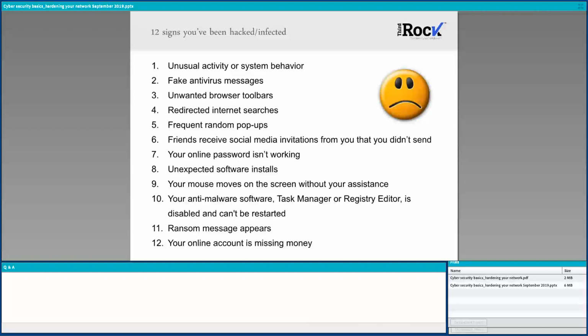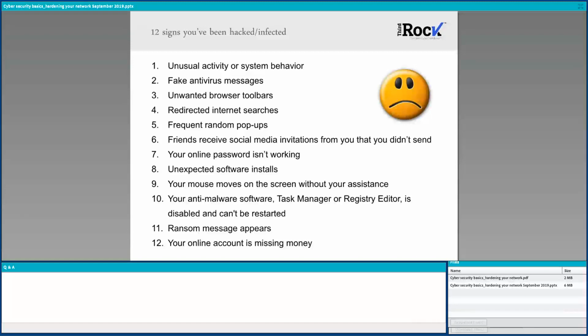So what are some signs that your system's been infected? It can be very subtle, right? Unusual behavior. The system doesn't act like it normally does. You can get fake antivirus messages, or internet searches can be redirected. If you get responses for social media that you didn't send, that's another good indication. If your password stops working, that's a pretty solid one.